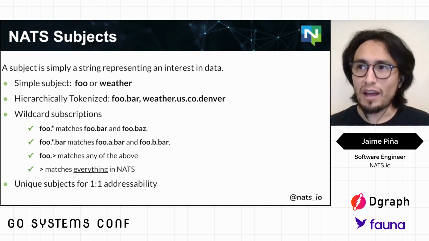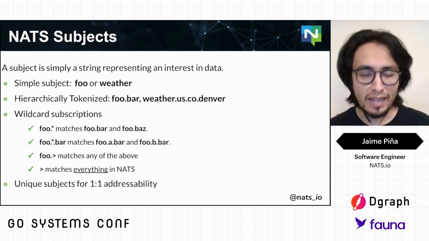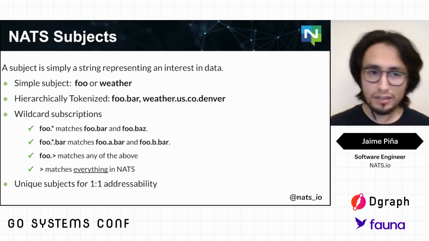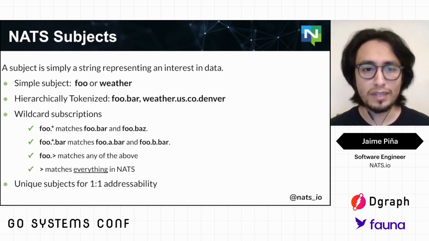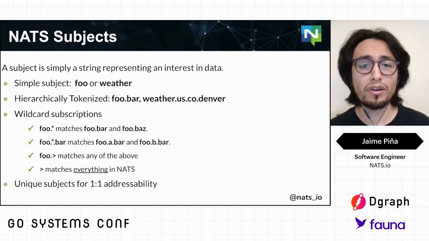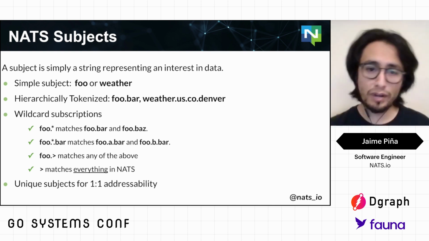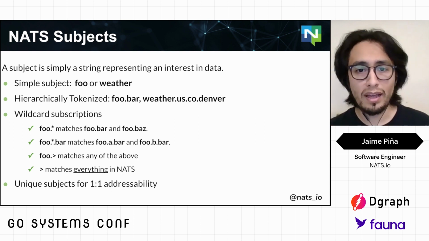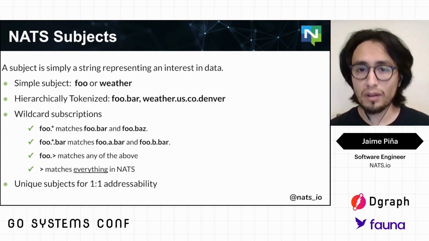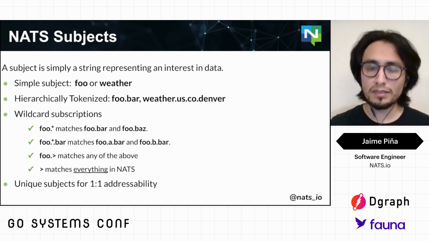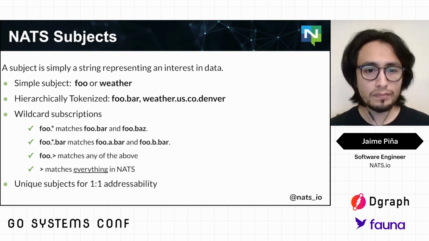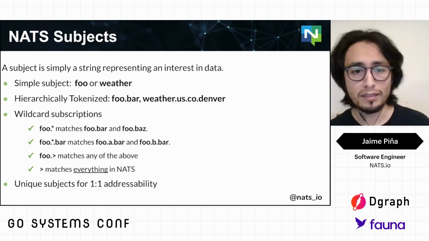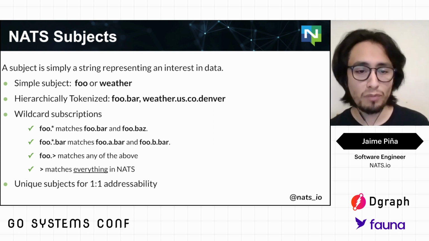All right, now what about messaging? In NATS, we put messages on subjects, and they can be simple. They're just strings. They can be simple like weather, or you can create hierarchies by using the period or the dot character. So in the example here, we have weather.us.co.denver. Those are subjects that are built with hierarchy. Now, we can select different parts of the hierarchy using wildcards. So we can select parts dynamically with wildcards.